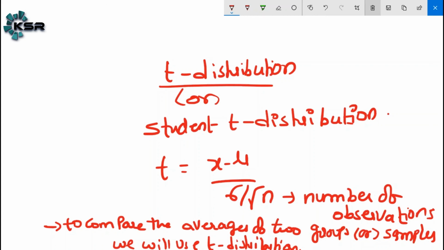Now next is the chi-square as well as the f distribution. Before we discuss the chi-square and f distribution, we need to cover some more topics, because some background is required for the chi-square distribution as well as the f distribution. Based on that, we will discuss the chi-square distribution as well as the f distribution.